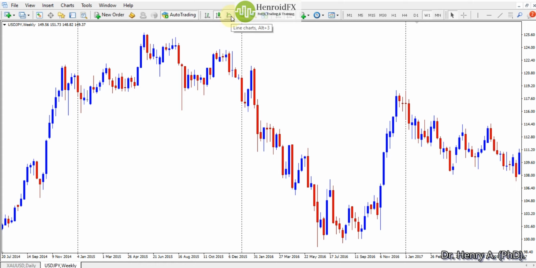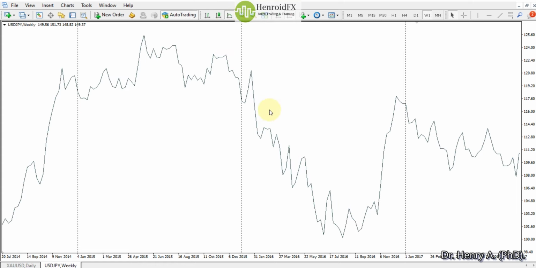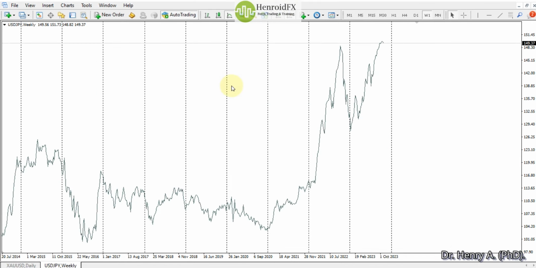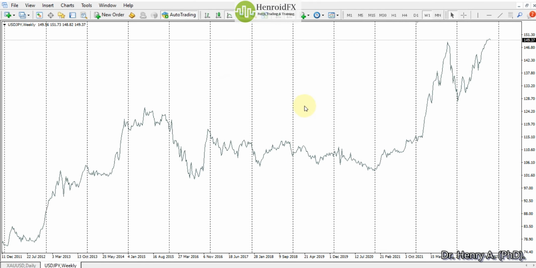Now you can see the line chart here. Click the line chart, and then it takes off the many colors and brings the real nature of the chart to you. Now you can see with this we've been able to skip from 2011 to 2023, and that's exactly 12 years put together right before you.